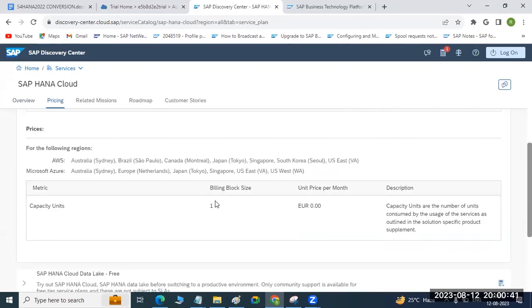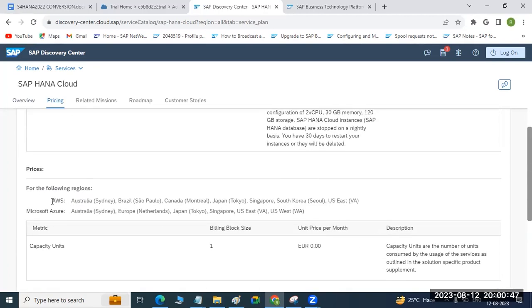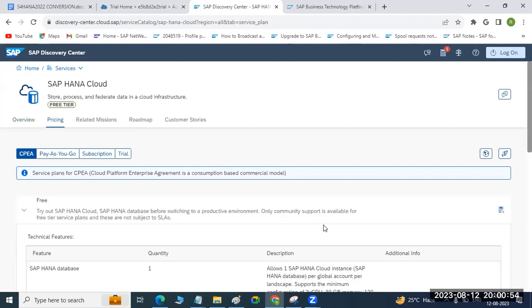So 1 unit, 1 block. See here, there is no month here. Capacity, number of units here, right? But this HANA Cloud you have to deploy in the AWS and the Azure cloud only, right? What is this information? What is this environment AWS?